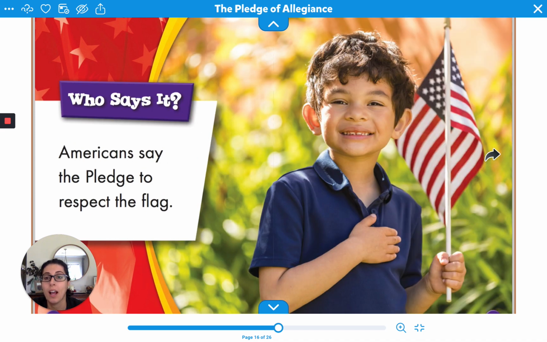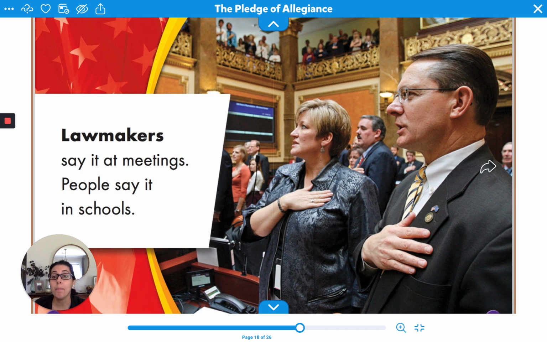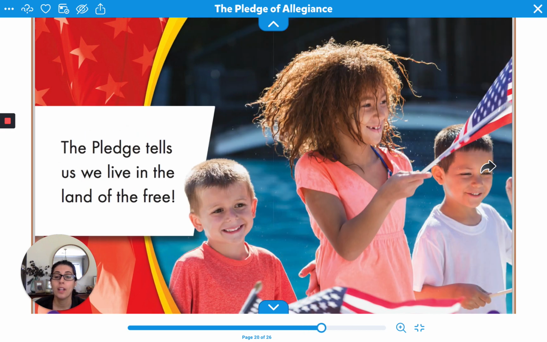Who says it? Americans say the pledge to respect the flag. Lawmakers say it at meetings. People say it at schools. The pledge tells us we live in the land of the free.